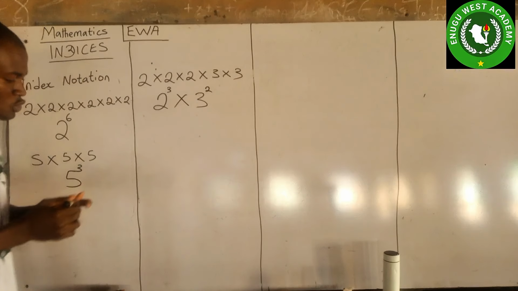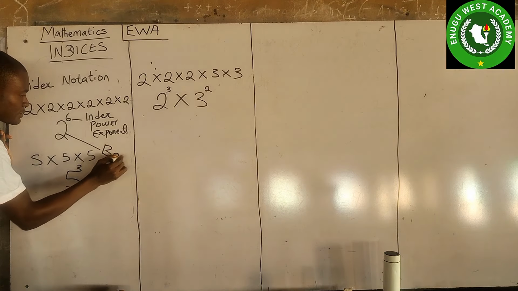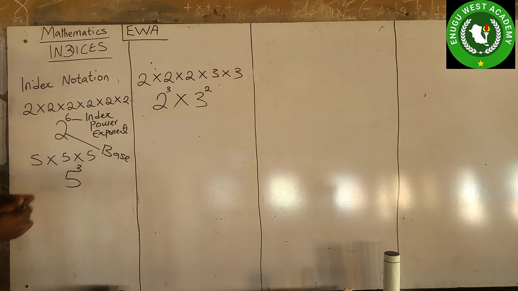So the act of shortening the product of numbers is called index notation. Now, this 6 that you are seeing here is called the index. It is also called the power. And the same 6 is also called the exponent. Now, this 2 is what we call the base.